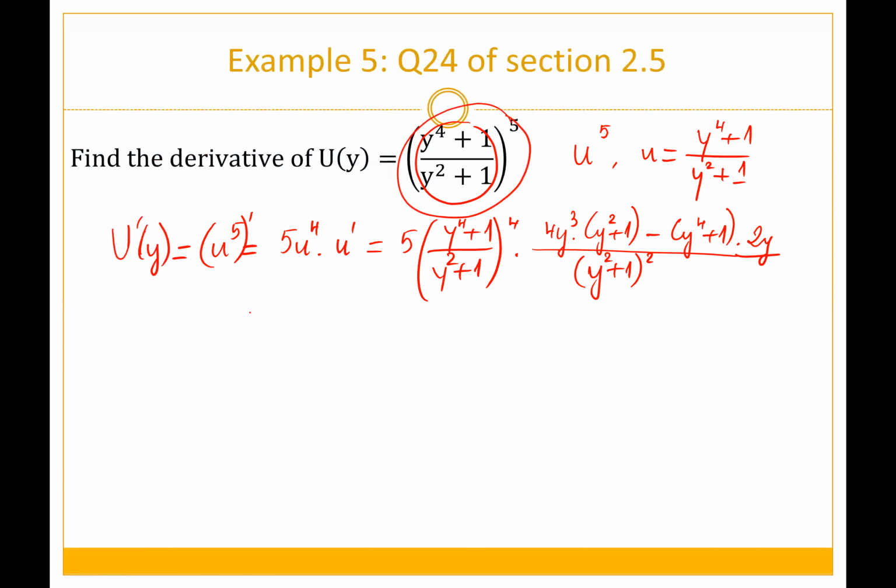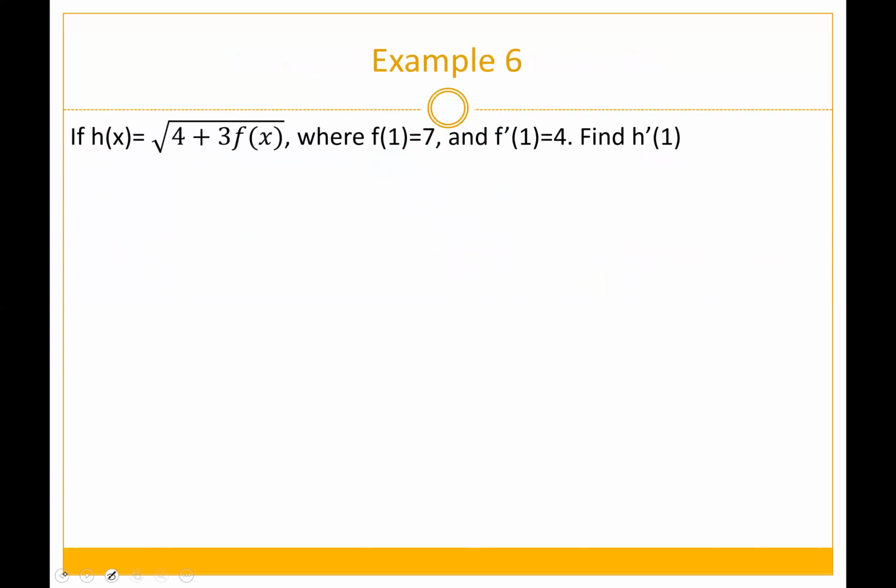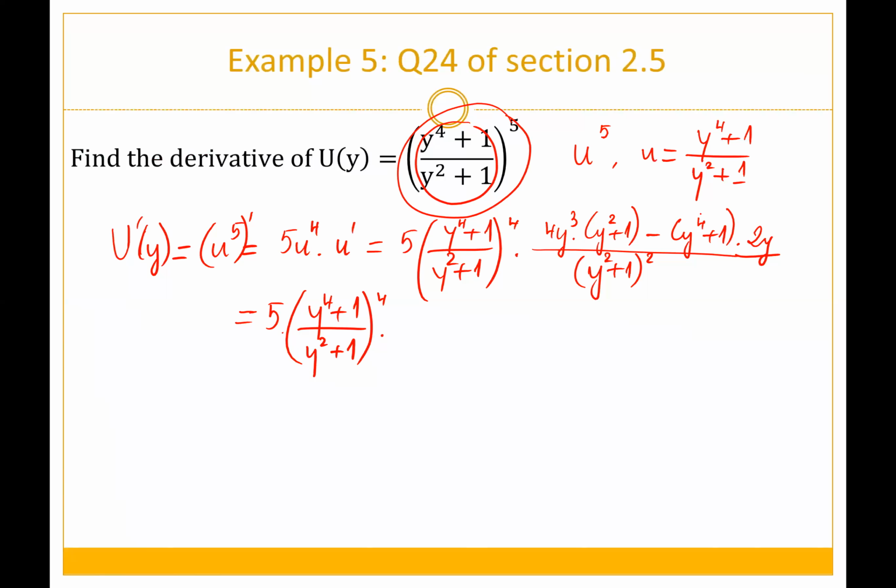And so from here we're going to have 5 multiply y fourth plus 1 over y squared plus 1, the entire thing to the 4th, and then multiply. So now I'm going to try to simplify this fraction. So it's going to be 2y fifth plus 4y fourth plus 4y third minus 2y divided by y squared plus 1.